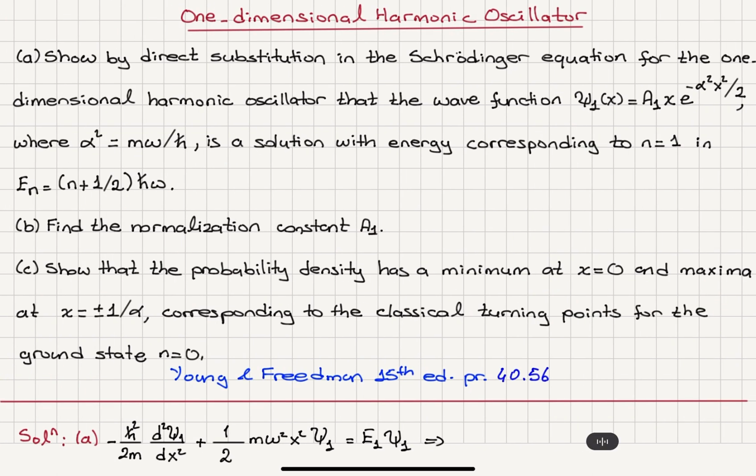Part C: show that the probability density has a minimum at x equals 0 and maxima at x equals plus or minus 1 over alpha, corresponding to the classical turning points for the ground state n equals 0.